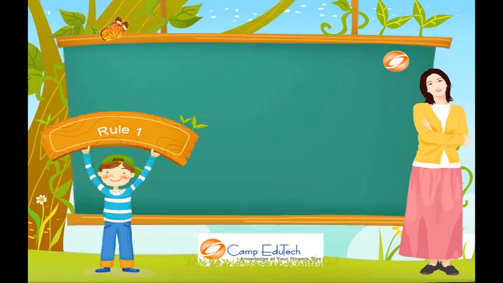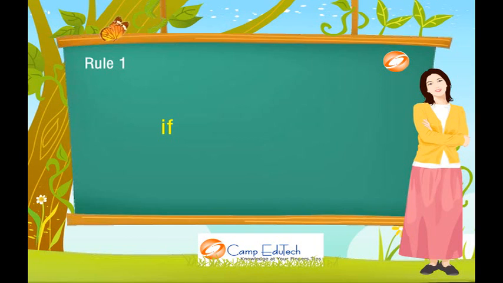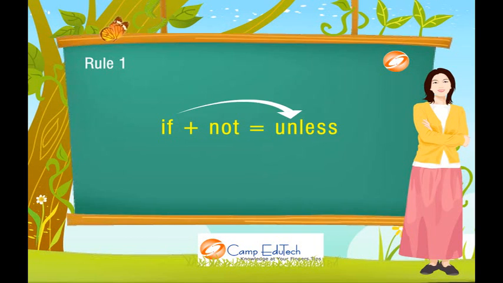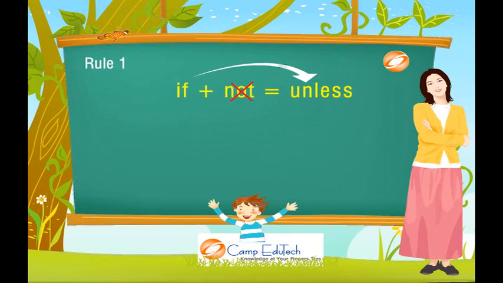When on the action side of a sentence, there is an if and a negative word, then if can be replaced with unless, and the negative must be removed. The rule can be placed as if plus not is equal to unless. Let us support this with a sentence.